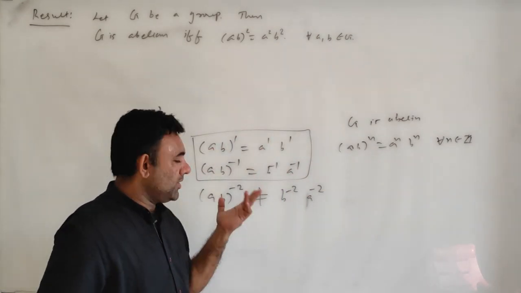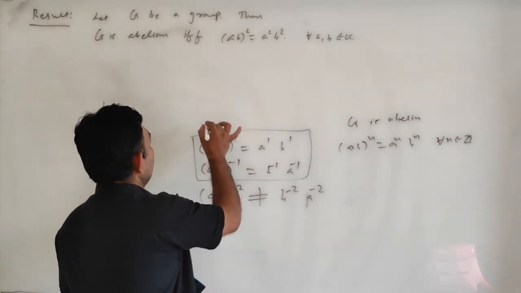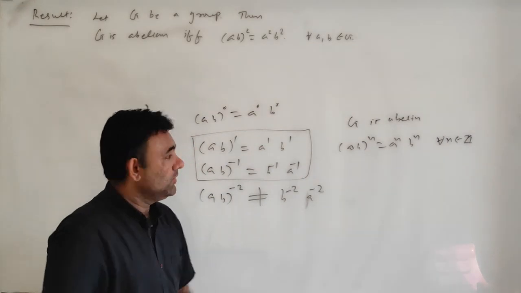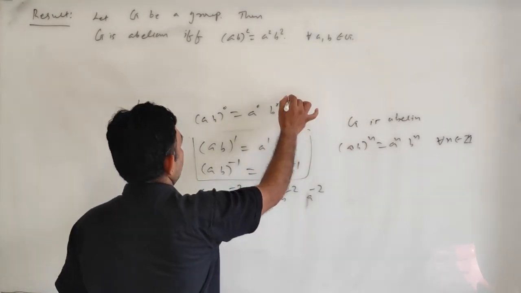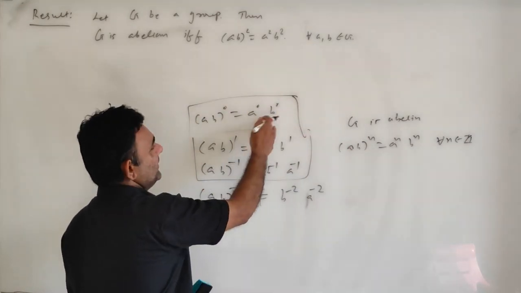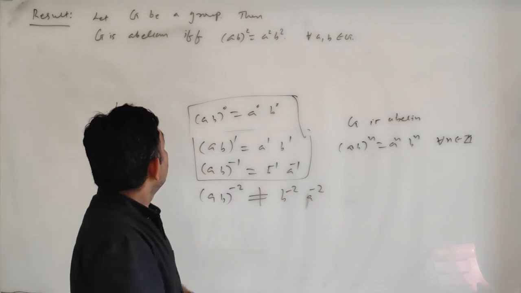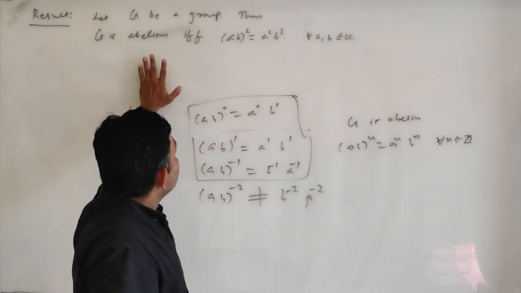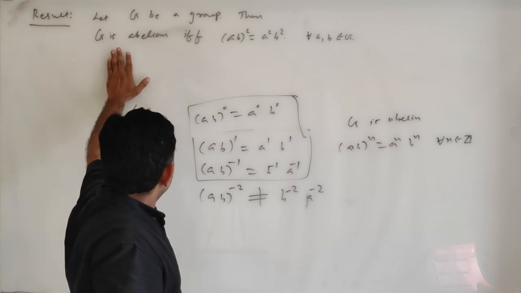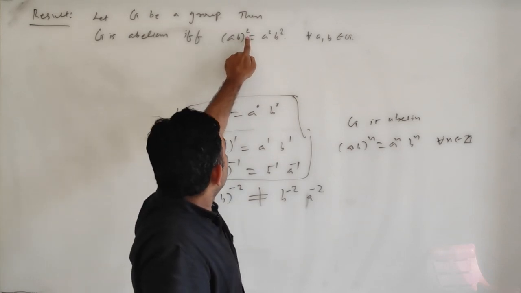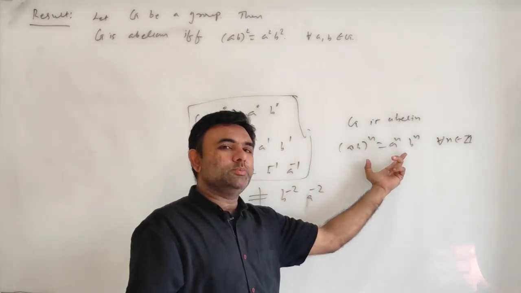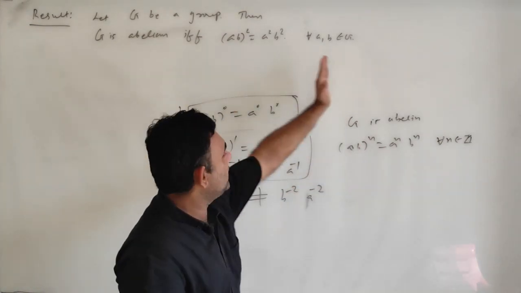Yes, of course the 0 power: (AB) raised to 0 is A raised to 0, B raised to 0, because it is identity and this is also identity. So I have information about only these three things. But this result says that if G is abelian, then you can distribute the 2 power individually. So that is a particular case of this result. So this way is very trivial.